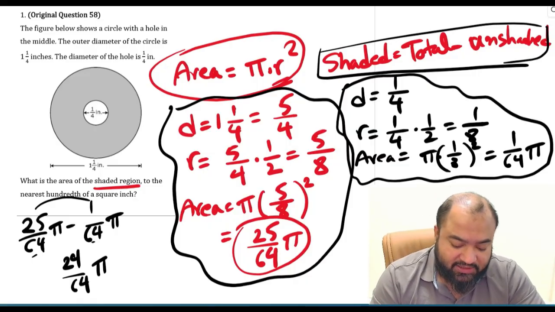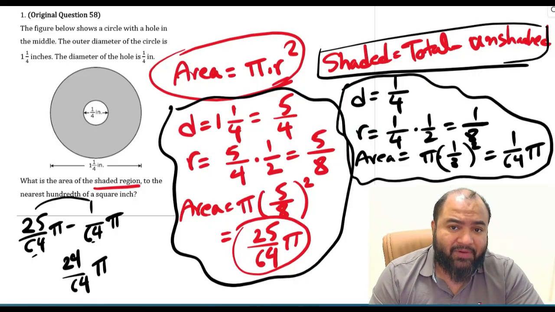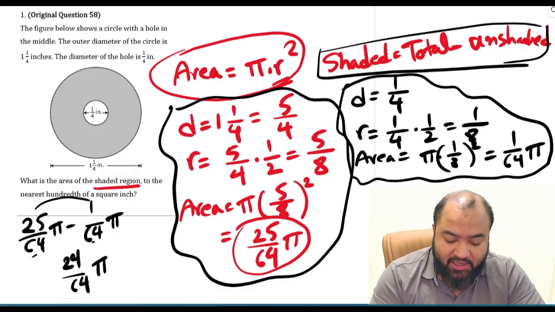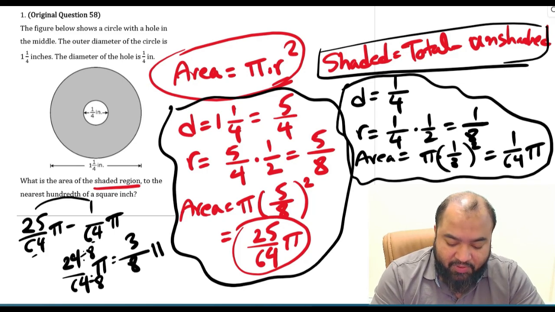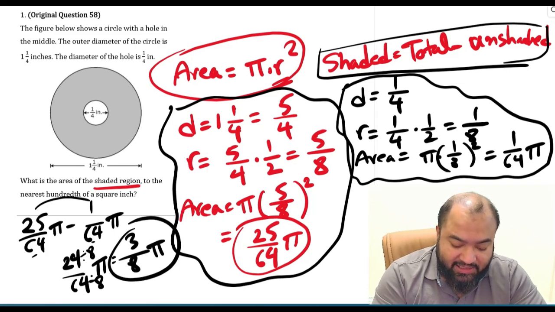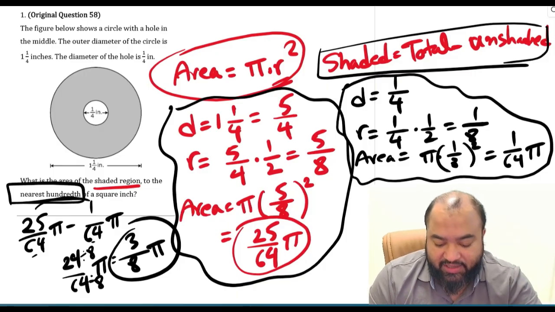Now 24/64 can be simplified. It means you divide by the same number. Let's say I'm going to divide both by 8. Divide by 8. So that's 3/8 pi. Now as you see, the answer is asking for the nearest 100. So it is asking for a decimal.